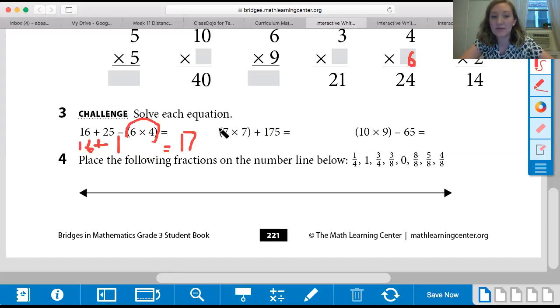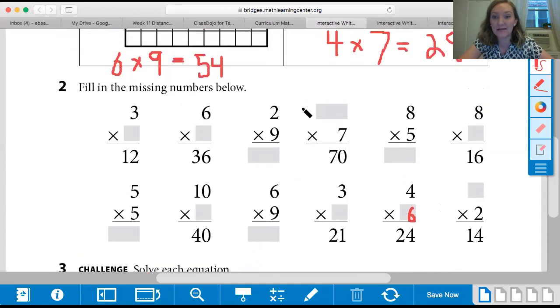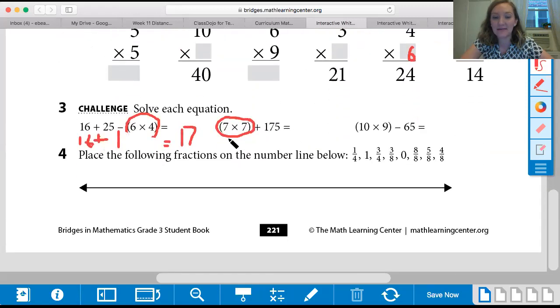First, we're going to do what's in parentheses. So first, we're going to do 7 times 7. What's 7 times 7? Anybody remember? 49. So we're just going to add 49 plus 175. I'm going to stack these. Why don't you go ahead and write this down and stack and solve. You can solve this at the same time that I am.